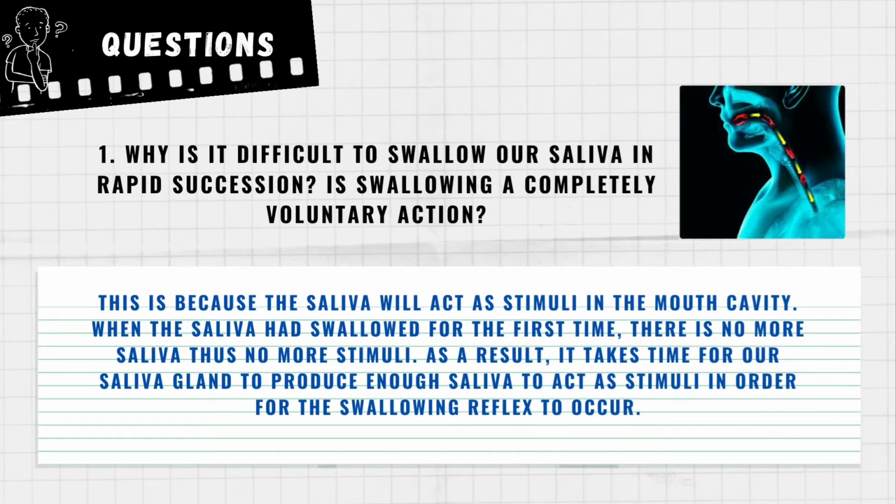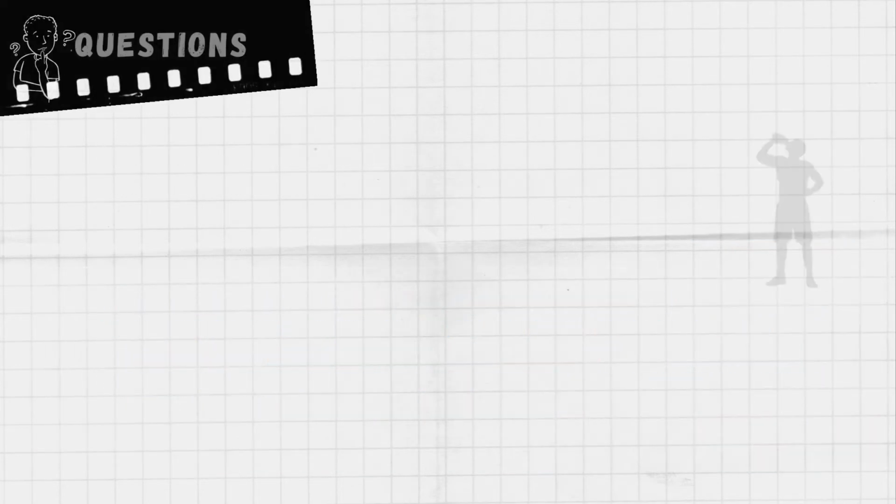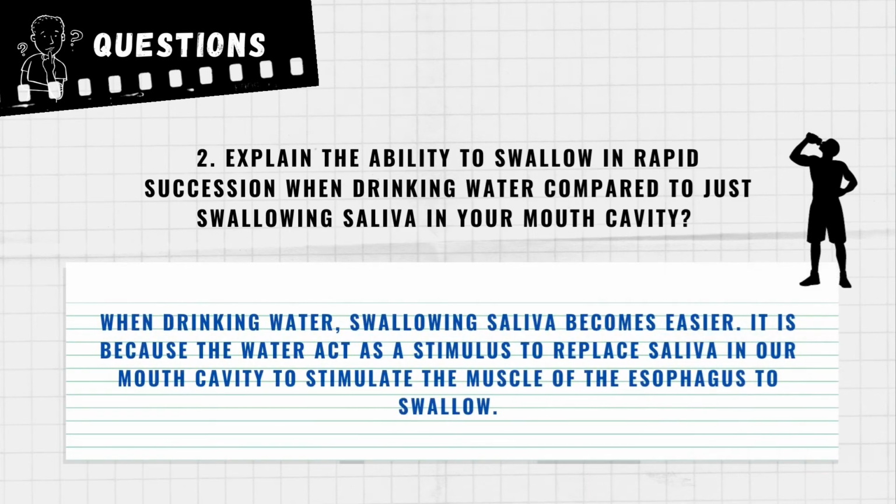Here are the questions for this experiment. First question, why is it difficult to swallow our saliva in rapid succession? Is swallowing a completely voluntary action? The second question is, explain the ability to swallow in rapid succession when drinking water compared to just swallowing saliva in your mouth cavity.